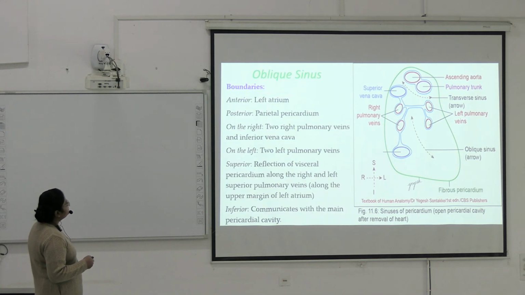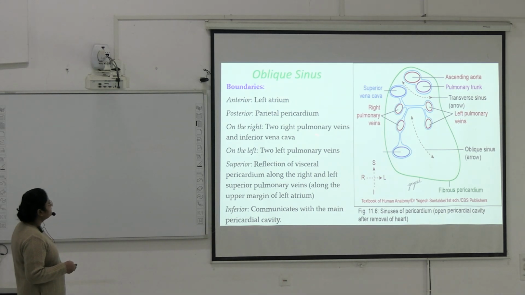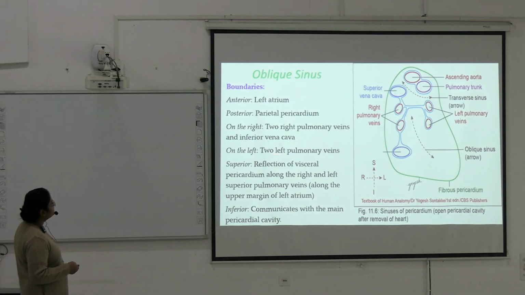So what are the boundaries of the oblique sinus? Anterior boundary is by the left atrium. Posterior boundary by parietal pericardium. This is the right side, this is the left side. On the right side, 2 right pulmonary veins and the inferior vena cava. And on the left side, 2 left pulmonary veins.